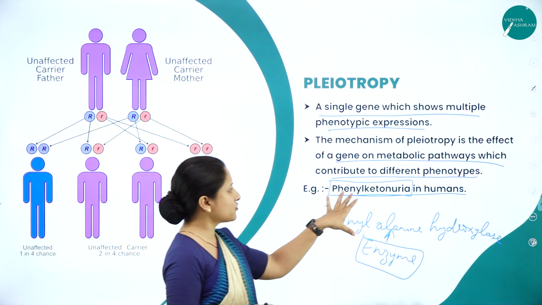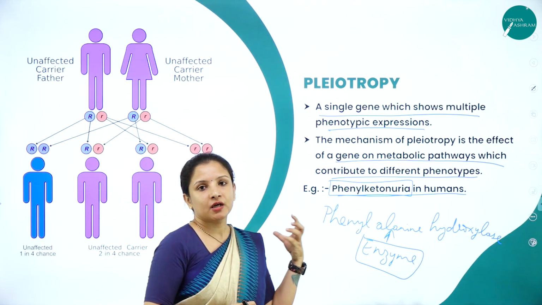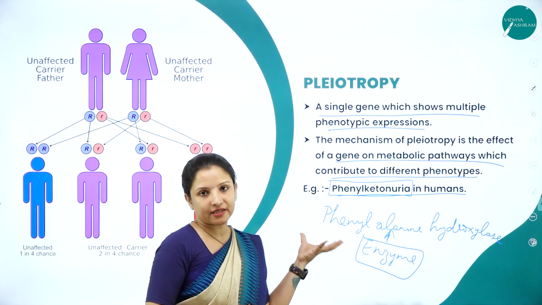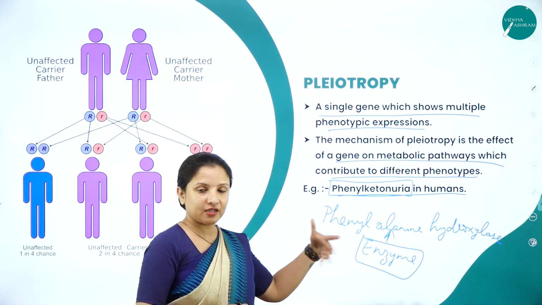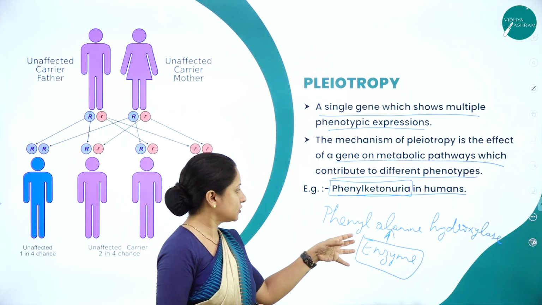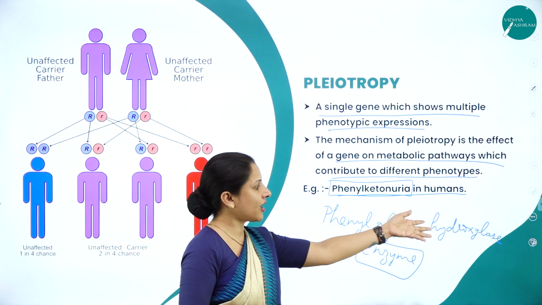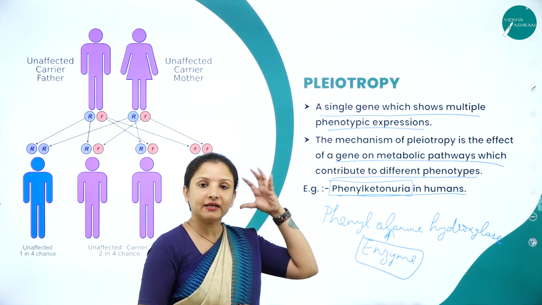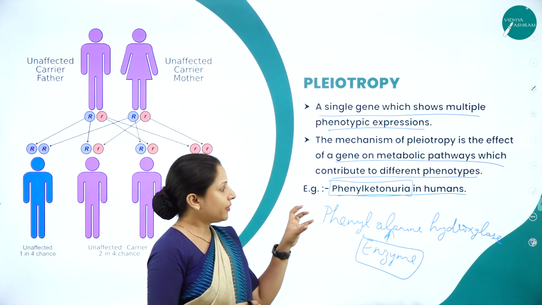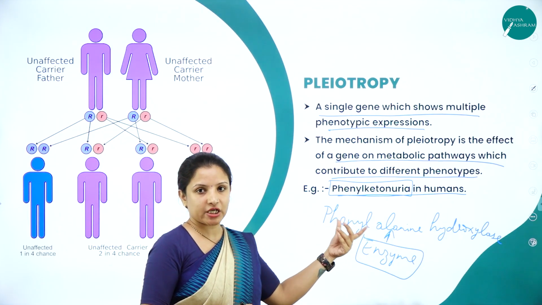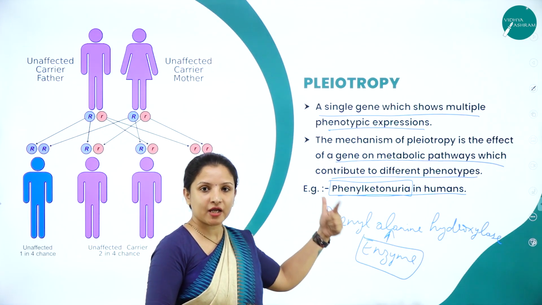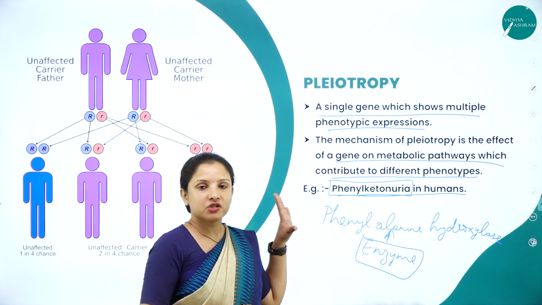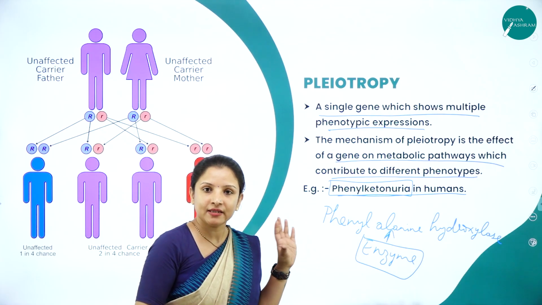So this birth defect usually occurs because of excessive accumulation of the amino acid phenylalanine. That amino acid phenylalanine should be hydrolyzed by the enzyme phenylalanine hydroxylase, so that phenylalanine doesn't get accumulated in the brain and doesn't cause brain damage. But because of the mutation occurring in the gene, that gene will not be able to produce this phenylalanine hydroxylase enzyme, which maintains the phenylalanine level in the body.